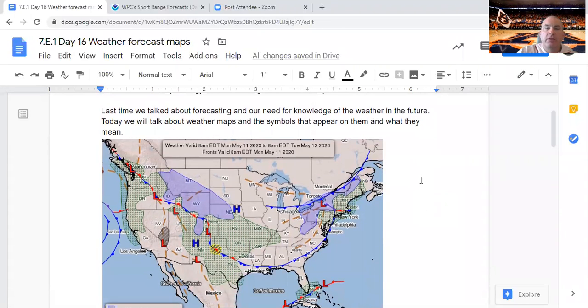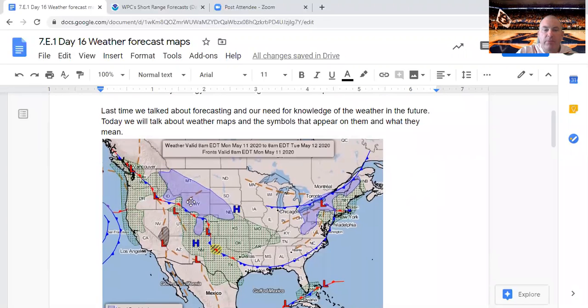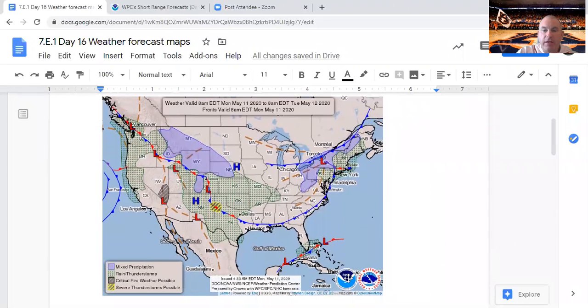So here is a current prediction map from NOAA, the National Oceanographic and Atmospheric Administration. It's a government service, providing us weather information.